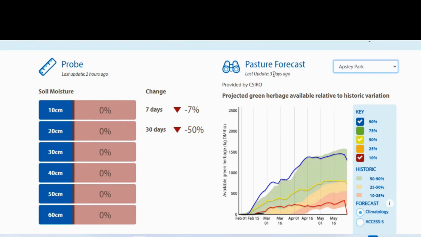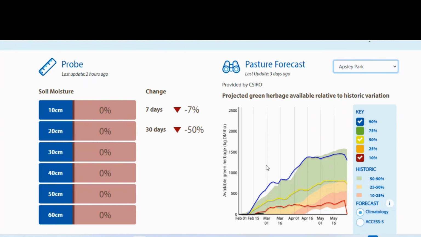The pasture data was updated 3 days ago. The probe information is updated from the field on a daily basis, a number of times during the day. The pasture information, some of it is updated monthly, some of it is updated every 7 days. But if you go into the pasture and it says it hasn't been updated for 20 days, it's giving you an indication there's been a bit of an issue.